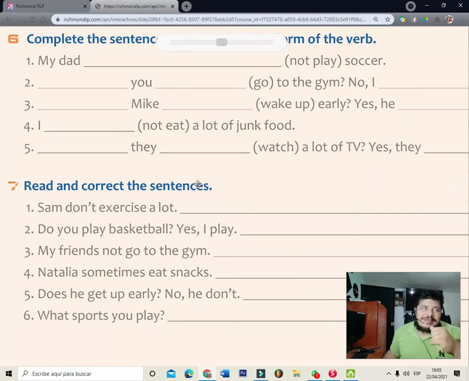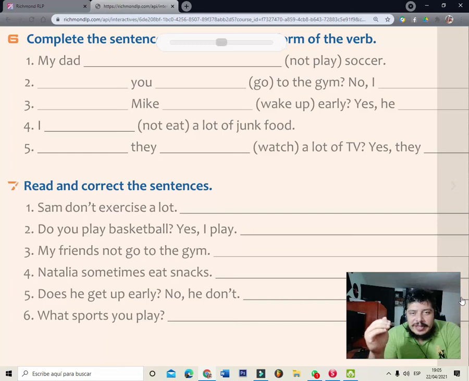Number seven, read and correct the sentences. Here we have to pay attention to the whole sentence, find a mistake, an error, and fix it. Then we're going to write the correct sentence on the other side. For example, Sam don't exercise a lot. Well, we know that we have to use doesn't, right? So Sam doesn't exercise a lot.